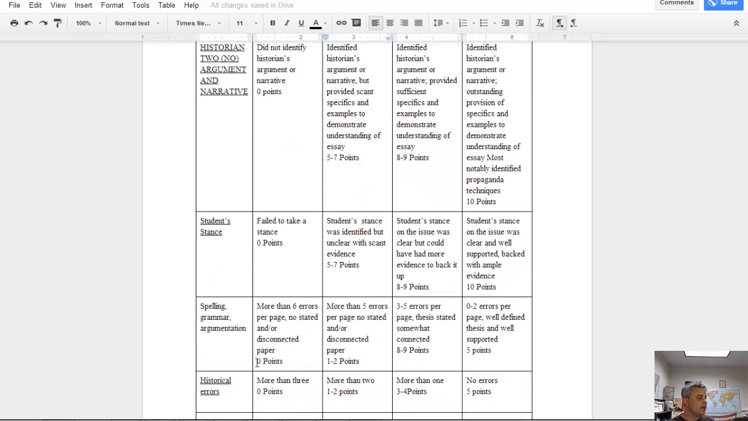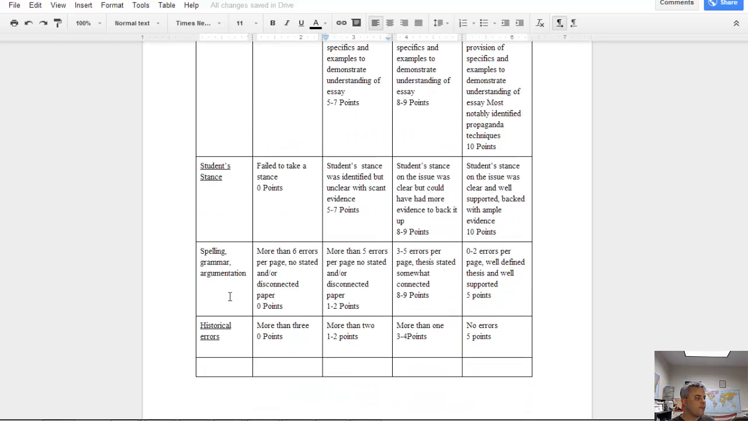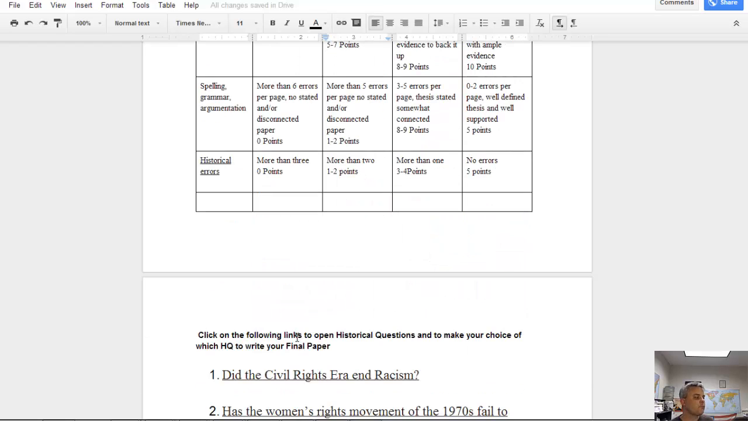Spelling and grammar and argumentation do count here, so use spell check. It's kind of a free feature, so use it. And historical errors. Check your dates, right? Real easy way to earn some points, real easy way to lose points. Just make sure you type in the right dates, proofread it, have it proofread. It's always a good idea to have somebody read it over before you submit it.